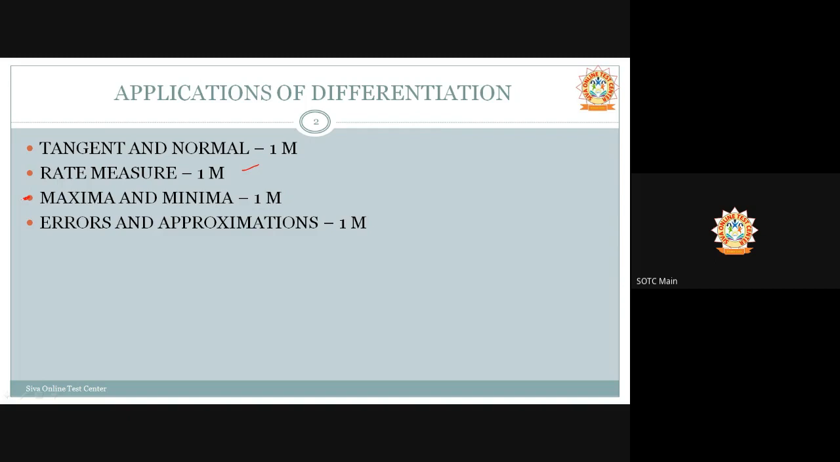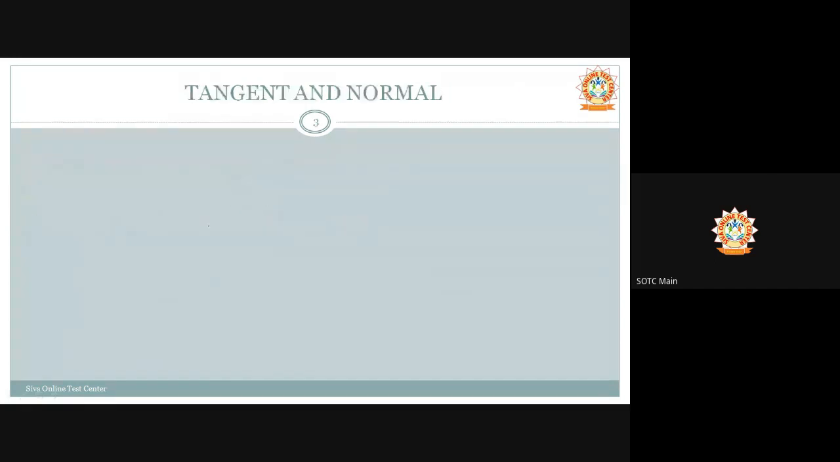This is purely related to your designing and measurements, right? If there is any error in measuring some length, radius, like that, then what will be the effect on its parameters, like area, volume, like that, right? So first we will see tangent and normal.